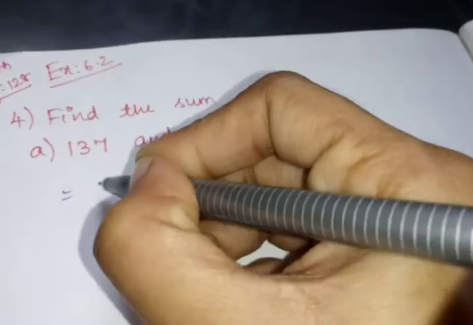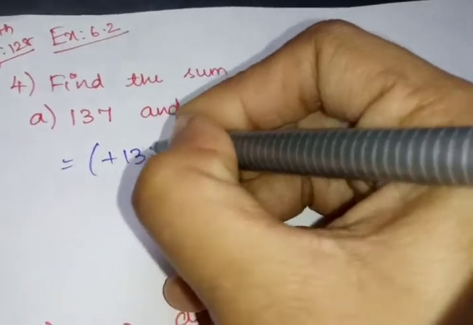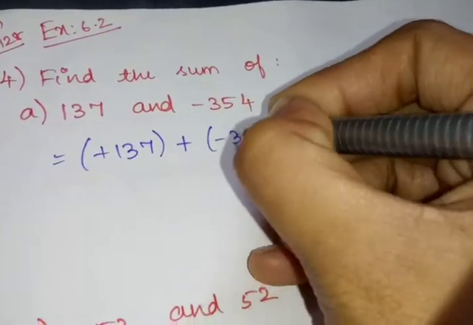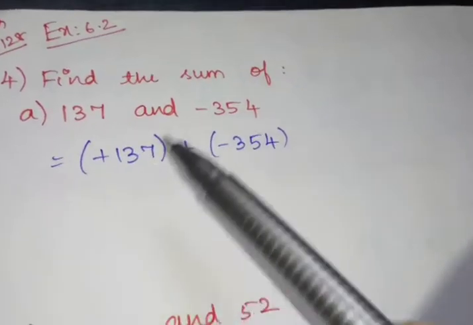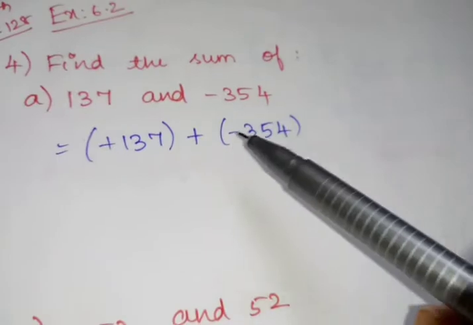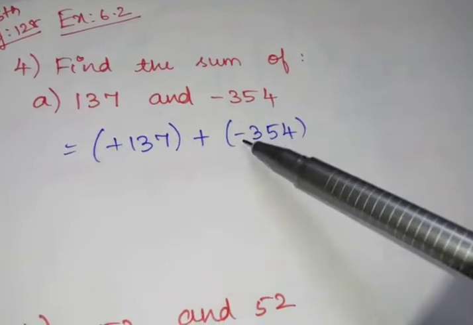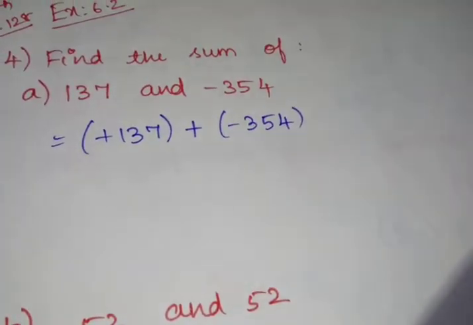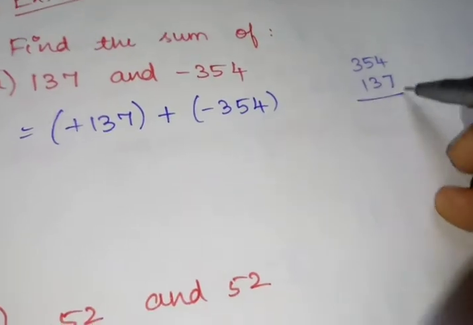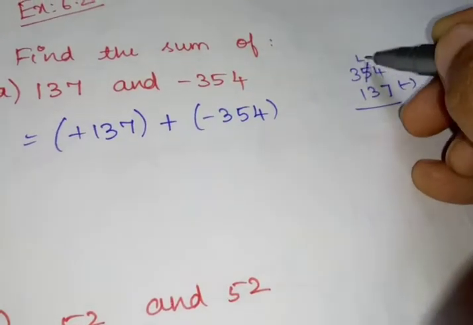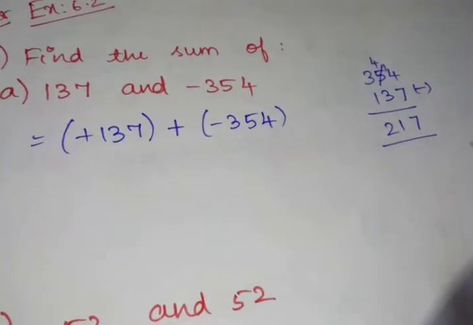We are going to find the sum of plus 137 and minus 354. Is it correct? Because I am going to add this 137 and minus 354. Whether both have the same sign? No. What will you do then? You will subtract it. 354 minus 137 is 217, the answer.